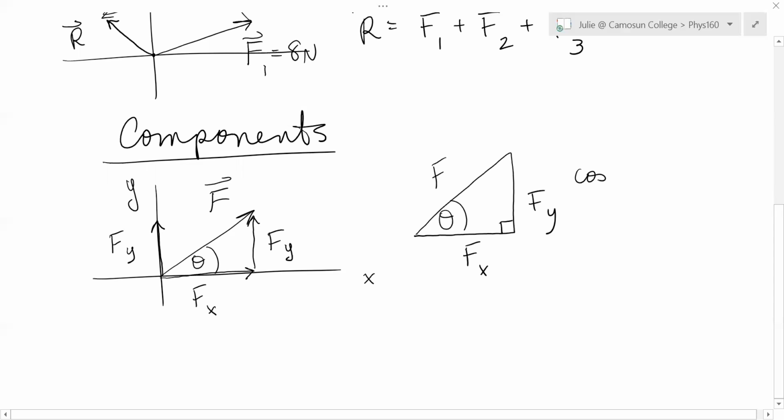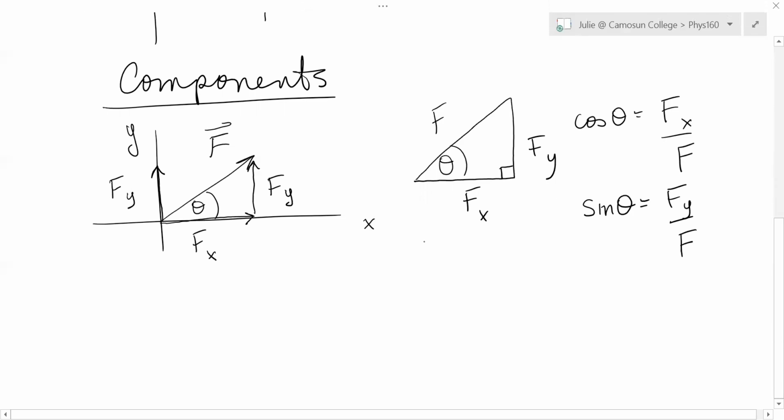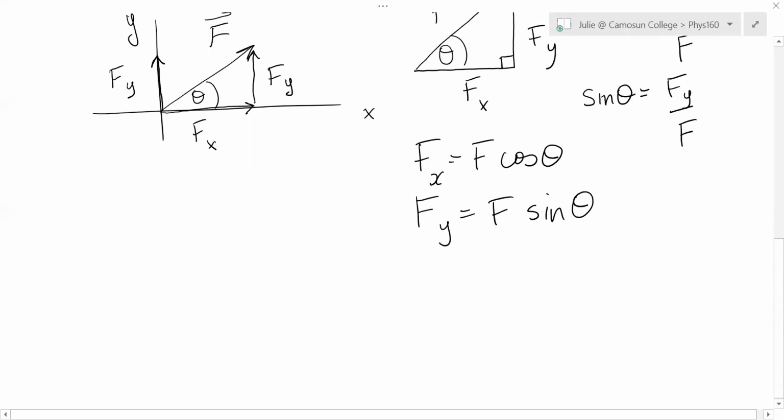So we know that the cosine of the angle is the adjacent side over the hypotenuse. The hypotenuse is always the magnitude of the vector, the strength of the force vector itself. And the sine of the angle is the opposite side over the hypotenuse. And so this leads to equations for the x and y components of a vector. The x component would, in this case, be F cos theta, and the y component would be F sine theta.